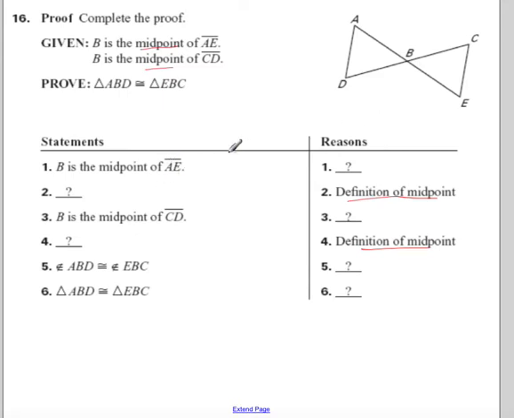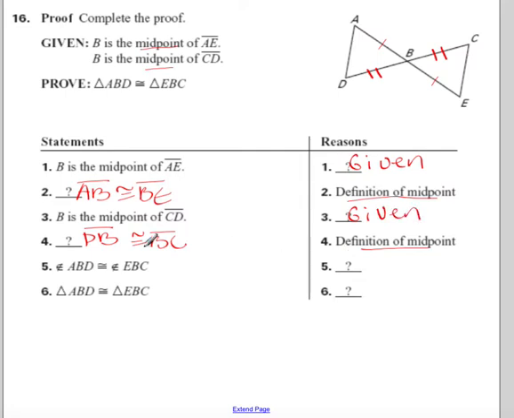B is the midpoint of AE. And what that would mean is that AB is congruent to BE. And so this was given, and then by the definition of midpoint, we were able to say that AB congruent to BE. Then they also said that B is the midpoint of CD. So that means this other set of pieces is going to be congruent. And so I'm going to say DB is congruent to BC. Again, this part was given, and the reason for saying that is the definition of the midpoint.